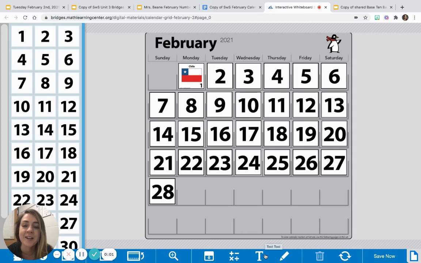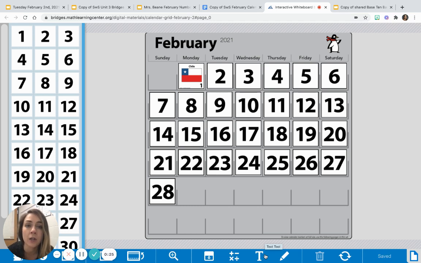Good morning, second graders. Today is Tuesday, February 2nd, and we are going to flip over our card and then we are going to talk about several things because there is a lot to do in our number corner for February. So yesterday we talked about how each one of our calendar markers this month is going to have a different country's flag on it.